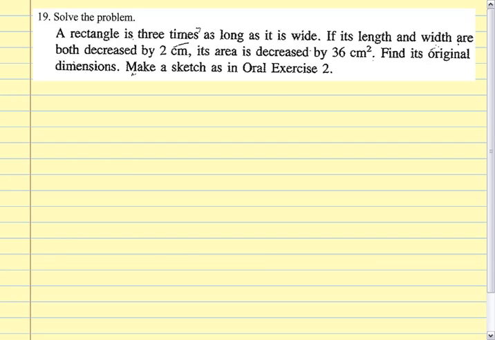Let's see how many we can get in this. All right, number 19 says solve the problem. A rectangle is 3 times as long as it is wide. If its length and width are both decreased by 2 centimeters, its area is decreased by 36 centimeters squared. Find its original dimensions.